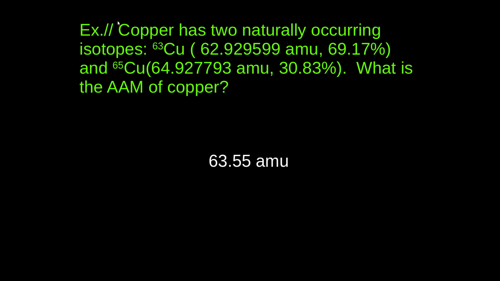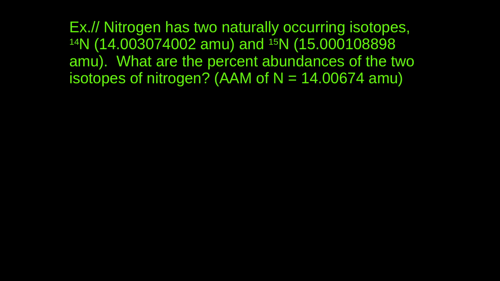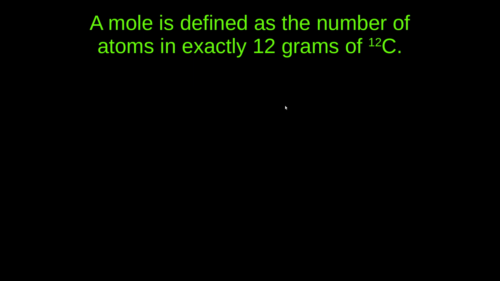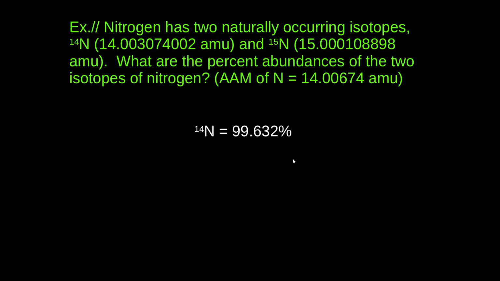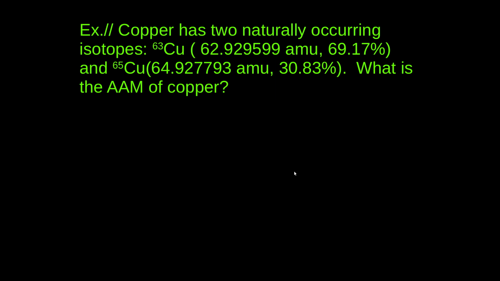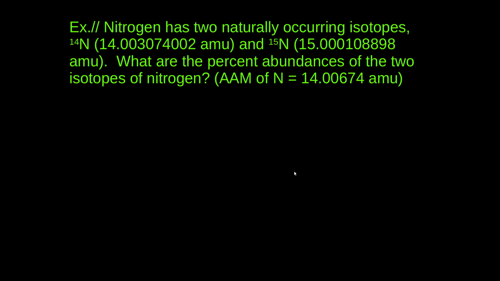So here's another way we can use the average atomic mass formula. This problem right here. You're told what element it is, which means you can find the average atomic mass, the AAM in the equation, by looking at a periodic table. The periodic table that I am using for this problem gives the average atomic mass of nitrogen as being 14.00674 AMUs.